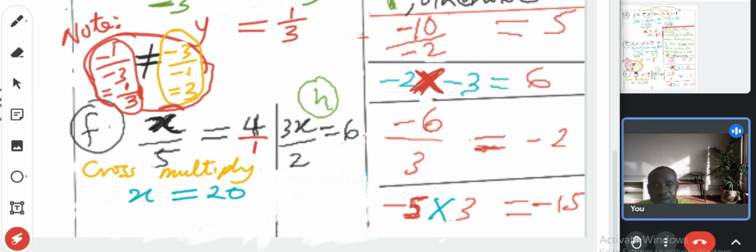Anytime you have something over something equals something over something, just cross multiply. One up multiplies the other down on the other side, then also one down on one side multiplies the other up on the other side. x times 1 gives you x, or 1x. 5 times 4 gives you 20, which is the answer. Okay, let's go to H.